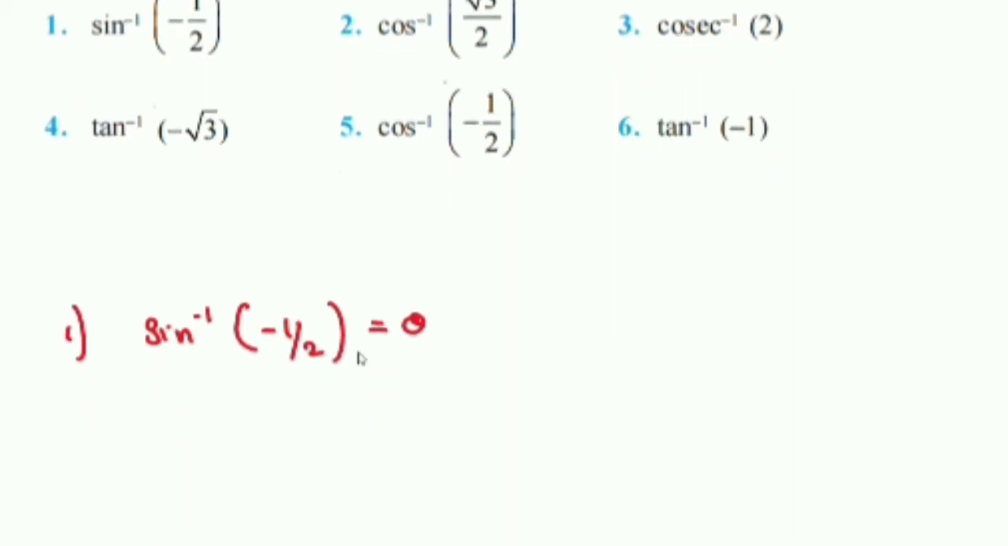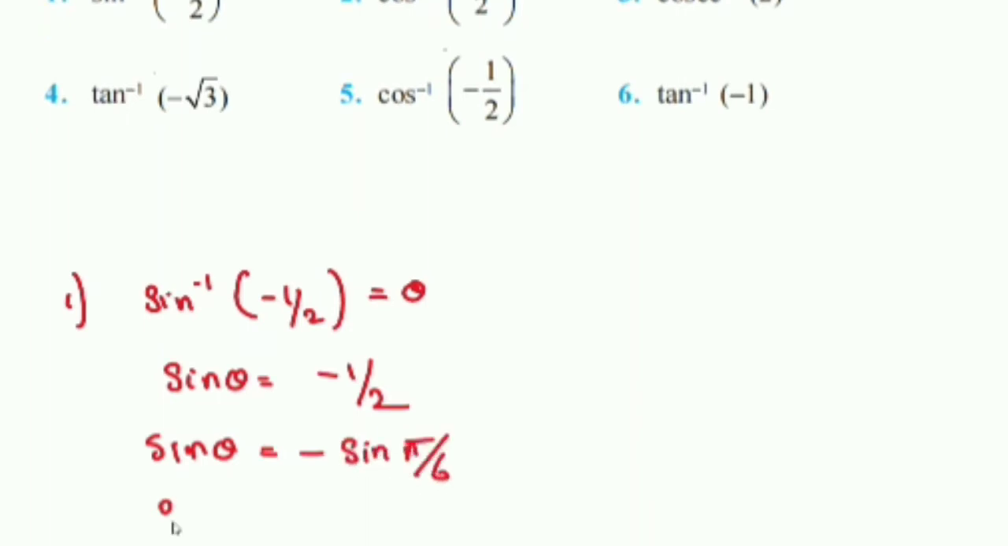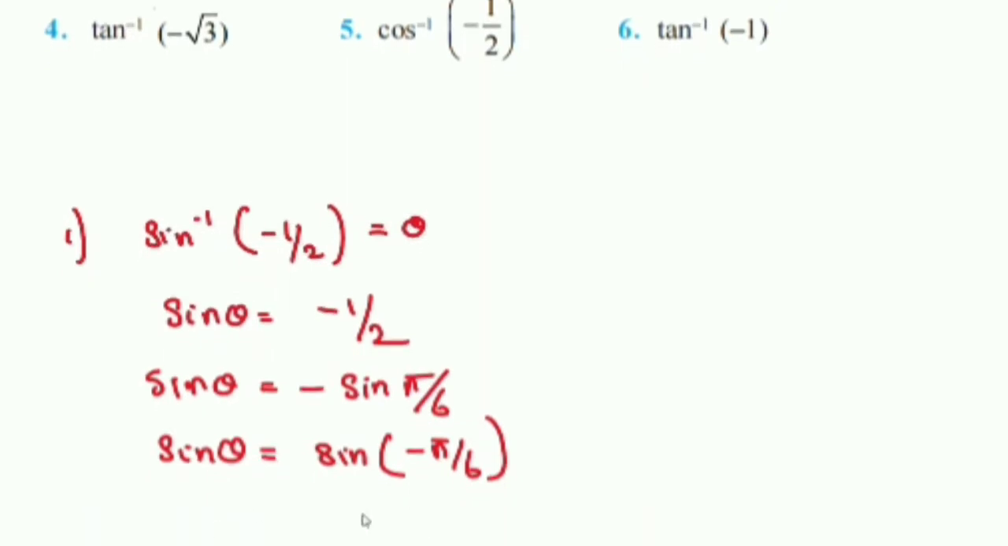So take it to the other side. It will become sine theta is equal to minus half. Which angle gives you half? Sine 30, and 30 means pi by 6. So sine theta is sine of minus pi by 6, right? We can write like this. So theta is minus pi by 6.